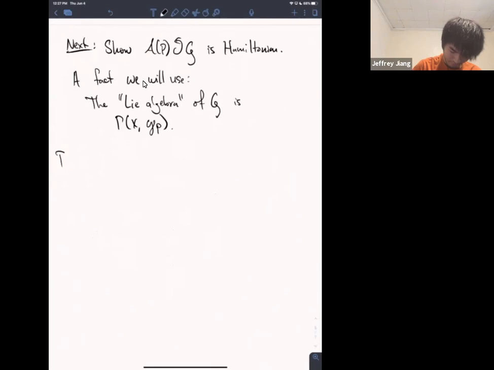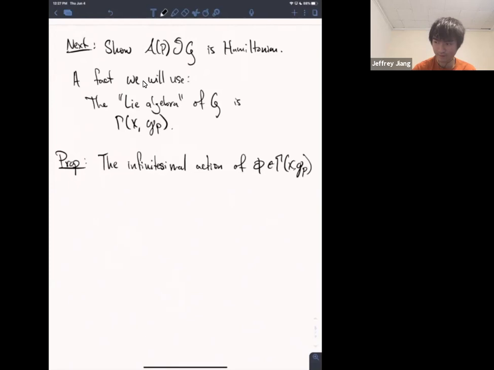Okay, so proposition: the infinitesimal action of some Lie algebra element phi is given by A goes to the covariant derivative induced by A applied to phi. The proof is mostly just a computation, and again, I'll refer you to the notes.